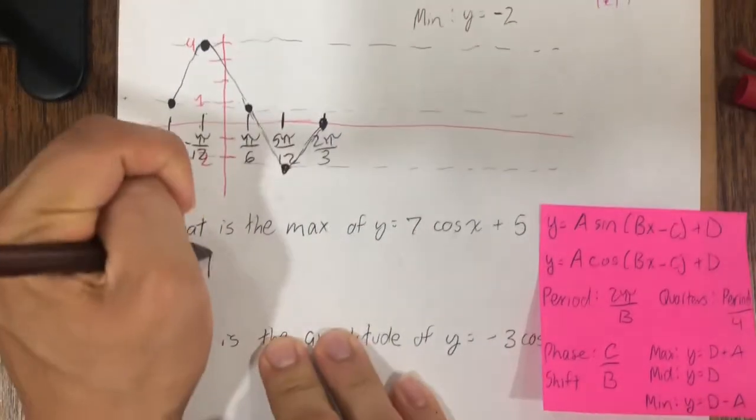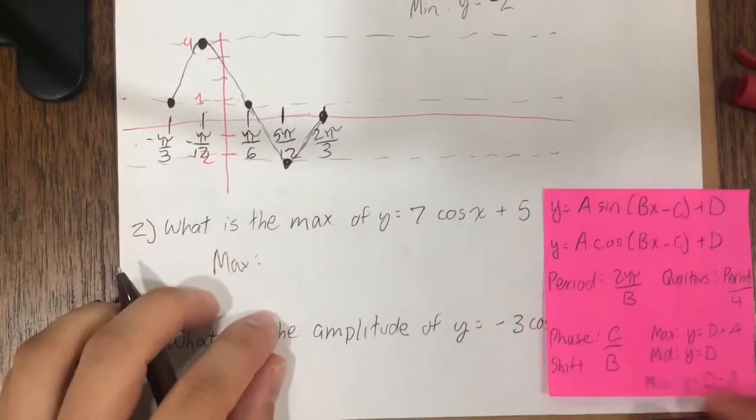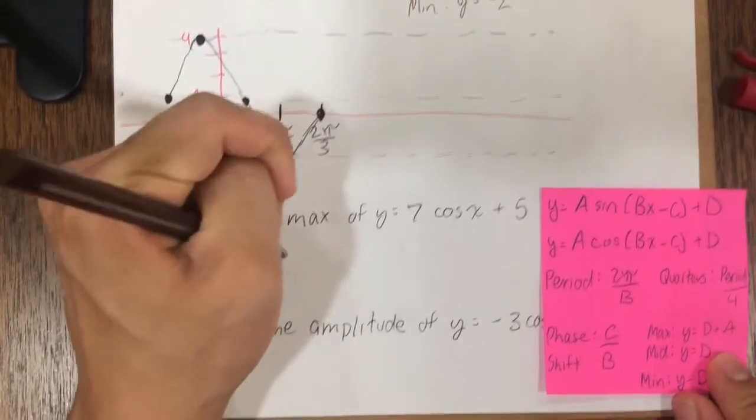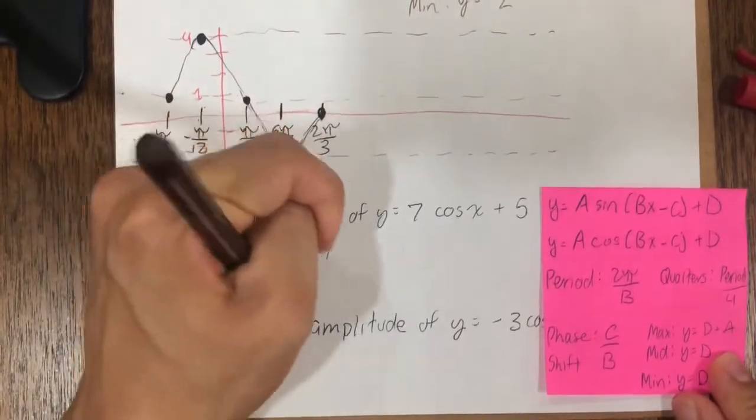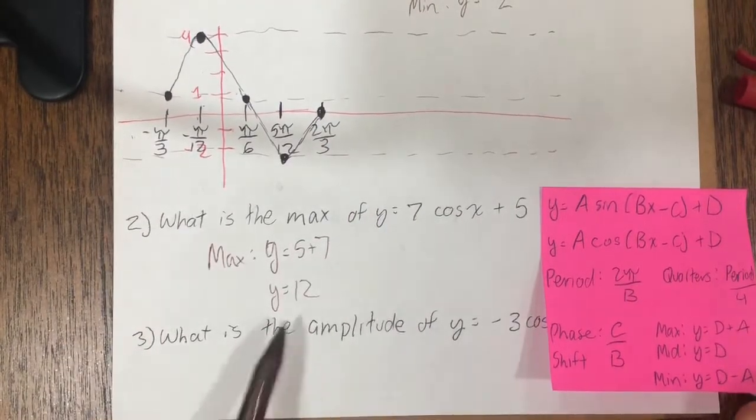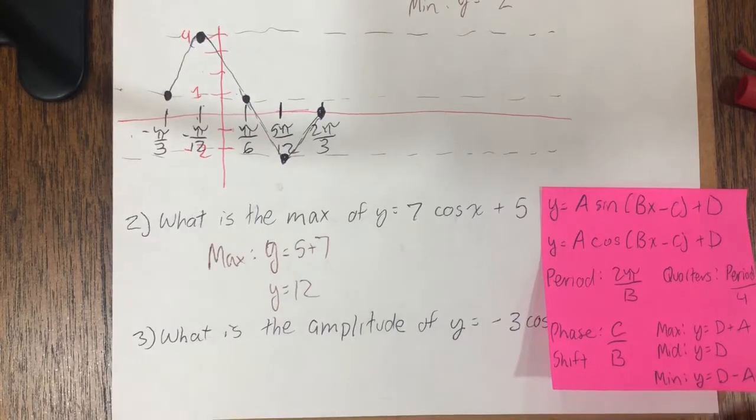All right, so to figure out the max, I have D plus A. So D is 5 plus 7. So Y equals 5 plus 7. And I get 12. So that means that all the maximum points for this specific graph are going to be at Y equals 12.